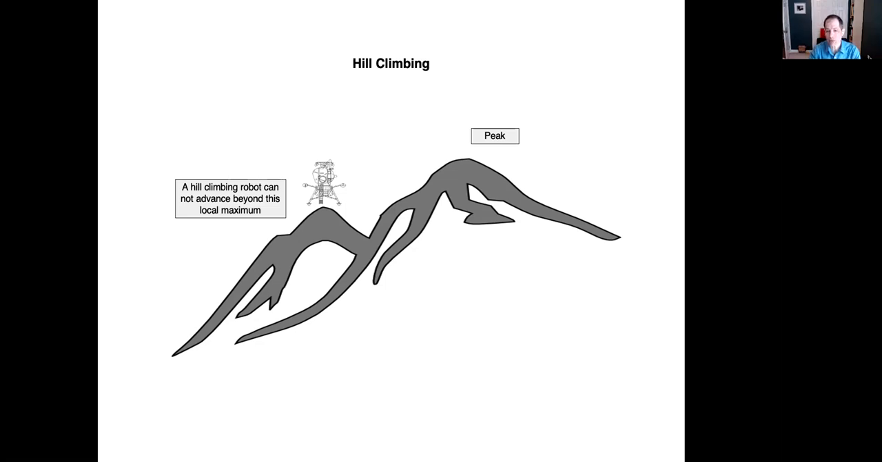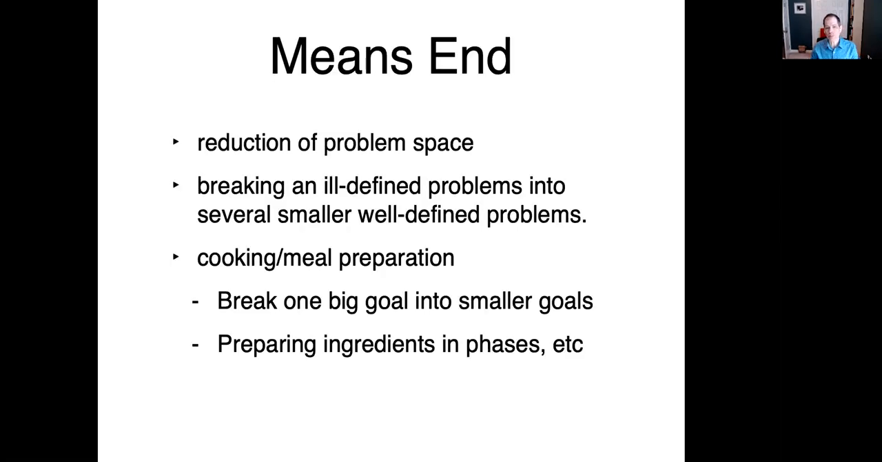So how do we do that? How do we work backwards? Well, one way in which we can work backwards is to think about sub-goals. So we can break this bigger problem up into smaller sub-goals. The sub-goals might be able to be solved by these simple algorithms. We call this means-end analysis. Means-end analysis is a phrase that was coined by Newell and Simon, and it talks about a reduction of the problem space. So taking a very complex problem and breaking it up into smaller, more easily solvable problems.